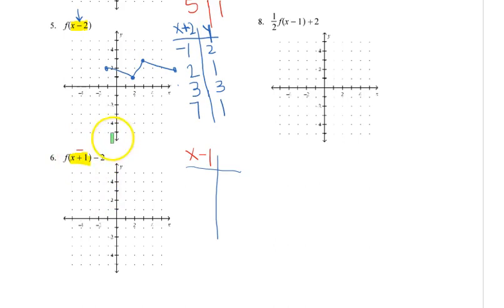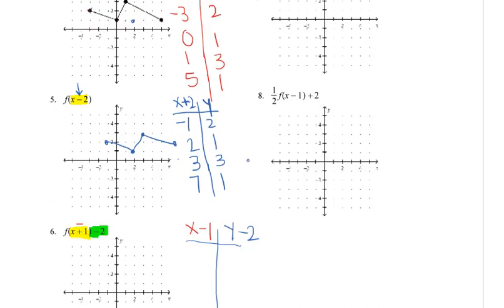And now we do have something on the outside. That outside is minus 2. That minus 2 is going to affect the y, so I'm going to subtract 2 from all the y's. So I go back to my original table, this red one up here, and we're going to take the negative 3 minus 1. We're going to take the 0 minus 1, take the 1 minus 1, take the 5 minus 1.